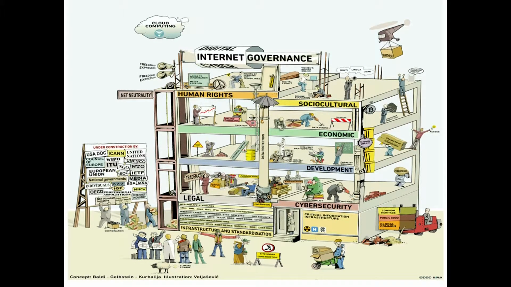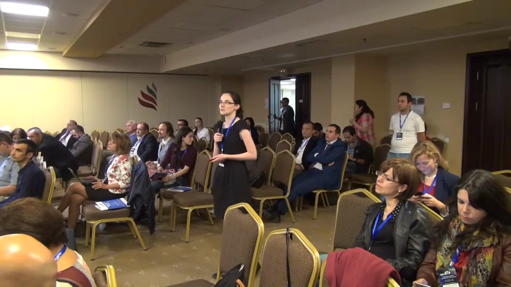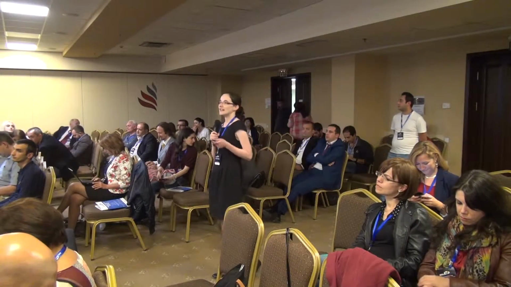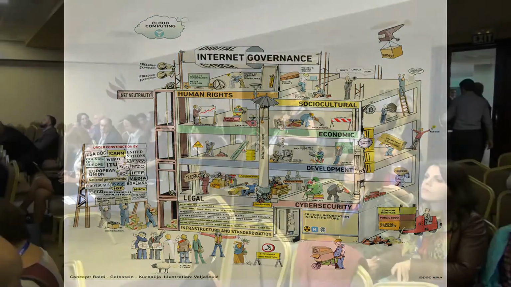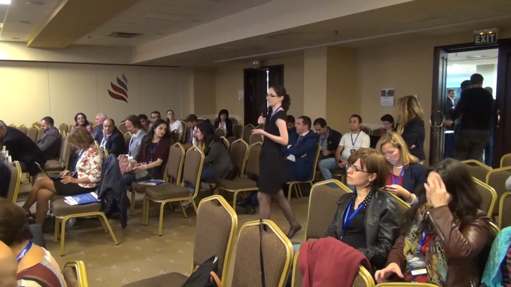We start with the infrastructure and standardization, which hopefully you can see at the bottom of the building. We have legal issues, cybersecurity, development, economic, social, cultural, and human rights. On the left side of the building, we have a lot of actors who are contributing to putting this building together. And then the various issues pertaining to each of these baskets are put around the building, making it actually being built. So yes, internet governance is a complex and complicated structure. A building permanently under construction. Actually, at Diplo, we are permanently updating this illustration, and I think this is the fourth iteration.